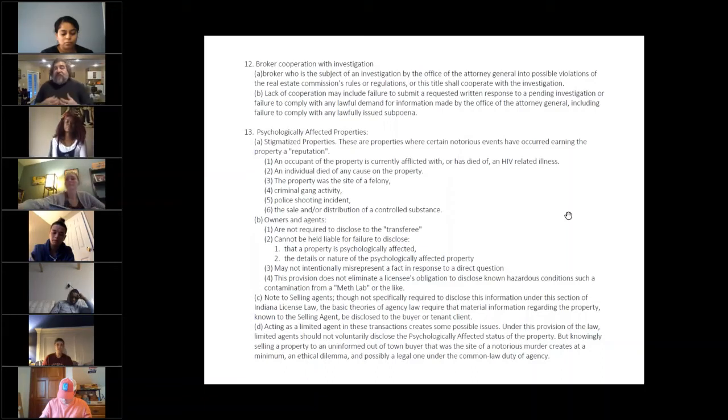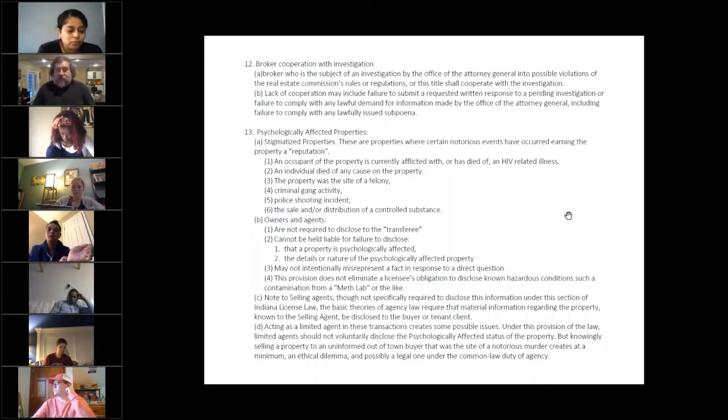And we talked about this. The failure to say yes is not a violation. But if you lie and say no, it's not a psychologically affected property, that is a violation. If you say, we choose to not talk about this topic, that is not a violation. You are not saying no, but you're not really saying yes. All right. Now, if it was the manufacture of methamphetamine in the house, that does not eliminate the seller's responsibility of disclosing on the seller's disclosure that there could have been hazardous chemicals there. So he's not really saying it was a meth lab, but he could say, hey, there was propane and I don't know all the other stuff that would be involved.